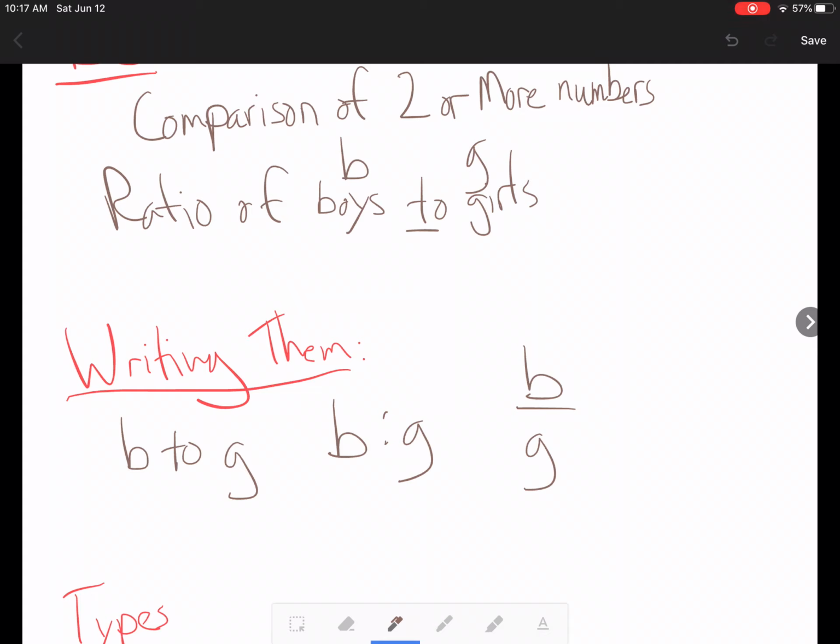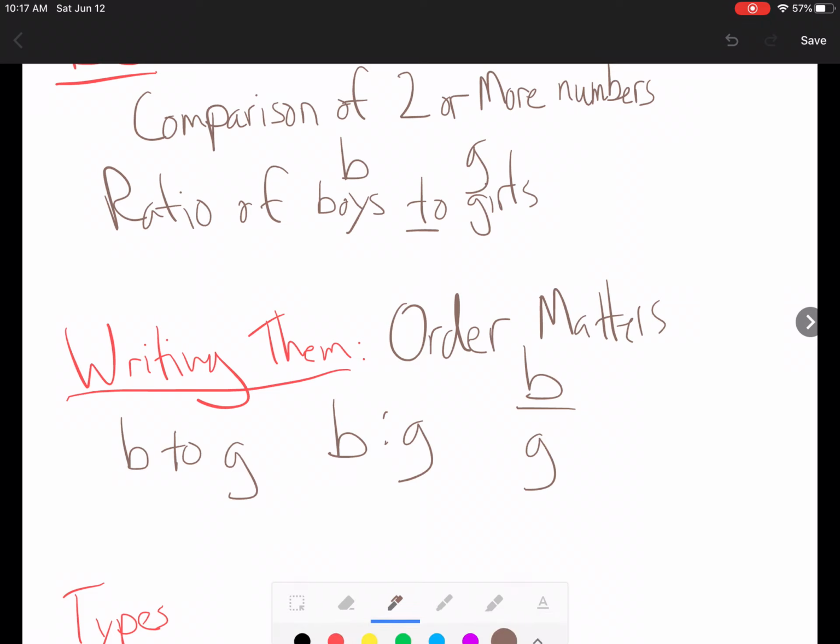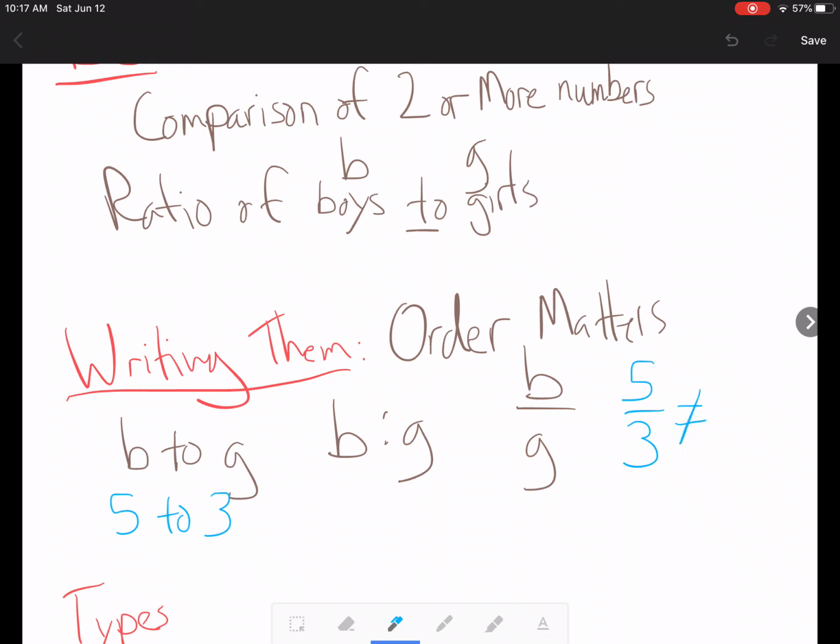But the thing we've got to be careful of is being aware of the order of these, because the order really matters when we're talking about ratios. So for example, if we say that the ratio of boys to girls is 5 to 3, and we write this as a fraction, 5 over 3 is not the same as 3 over 5. Those are not equal to each other. If we're asking for the ratio of boys to girls, the boys' number has to be in the numerator, the girls' number has to be in the denominator. Otherwise, it's not going to match up with what's actually happening in reality. For every 5 boys, there are 3 girls. This one right here is saying for every 3 boys, there are 5 girls, which is pretty much the exact opposite of what we wanted to say.